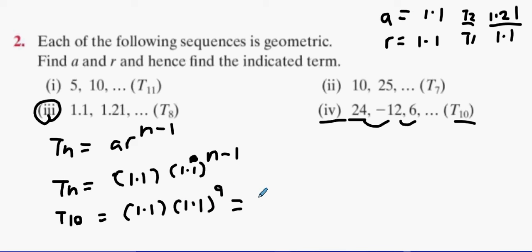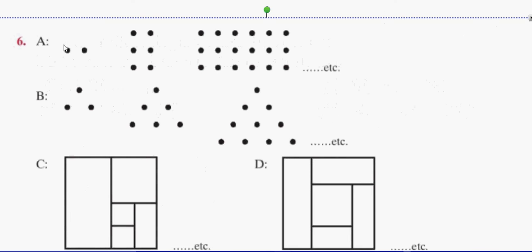What's the answer, you guys? 2.14. It's not to 2 decimal places, was it? Oh, sorry, T8. Sorry, my fault. We're looking for T8. So what's the answer for T8? You want to scream it out? What is it? That's not loud. Come on. Thank you. Okay, let's move on.